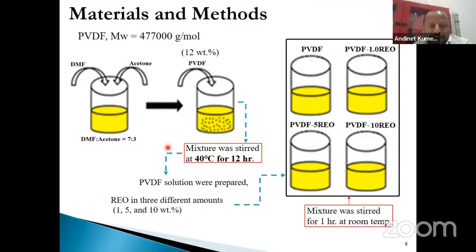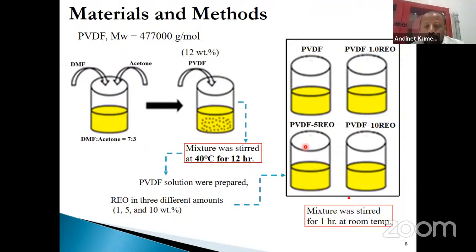During our preparation, the PVDF solution is prepared using a mixture of DMF, which is an abbreviation for dimethylformamide, and acetone in the weight ratio of 7:3, and stirred at 40 degrees Celsius for 12 hours to obtain a 12 weight% PVDF. Once the PVDF solution was prepared, 3 different rosemary essential oil concentrations of 1, 5, and 10 were added, and then it was stirred for 1 hour at room temperature.